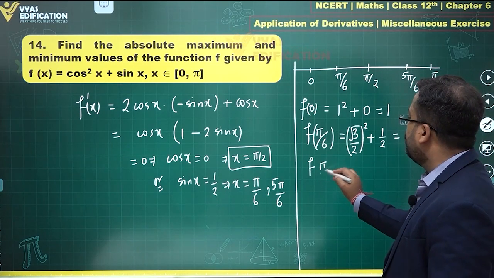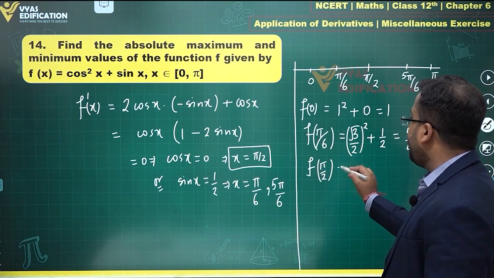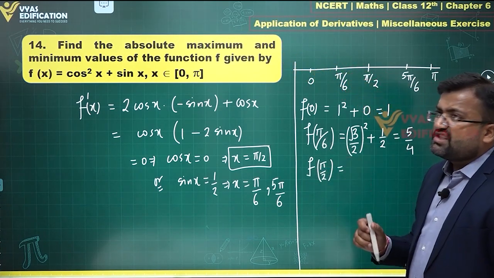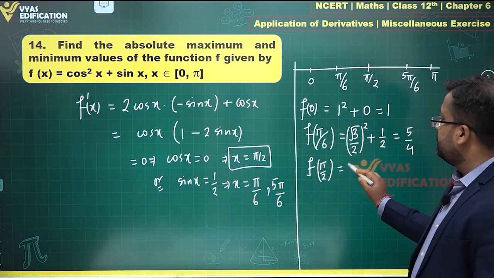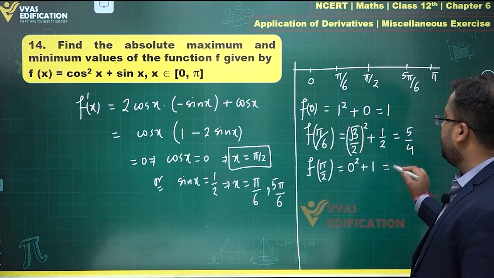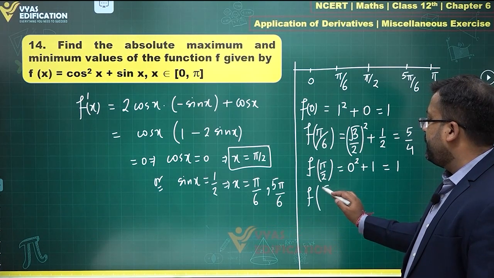f of pi by 2, what is that equal to? So f of pi by 2 is equal to cos pi by 2, which is 0. This is 0 squared plus sin pi by 2, which is 1. This is overall 1. What about f of 5 pi by 6?